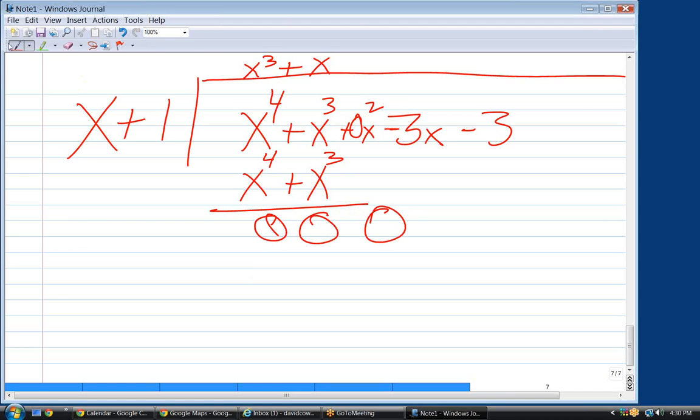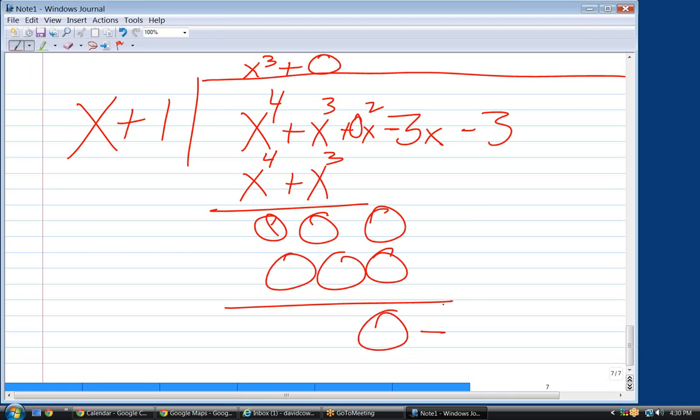So x divides into that 0 times, multiplies back all zeros, subtract, bring down the next term. And still, is it 0 again? Wow. I've not encountered this where both of these terms go to 0. Then you bring down the next term. So is it just x squared minus 3x minus 3?